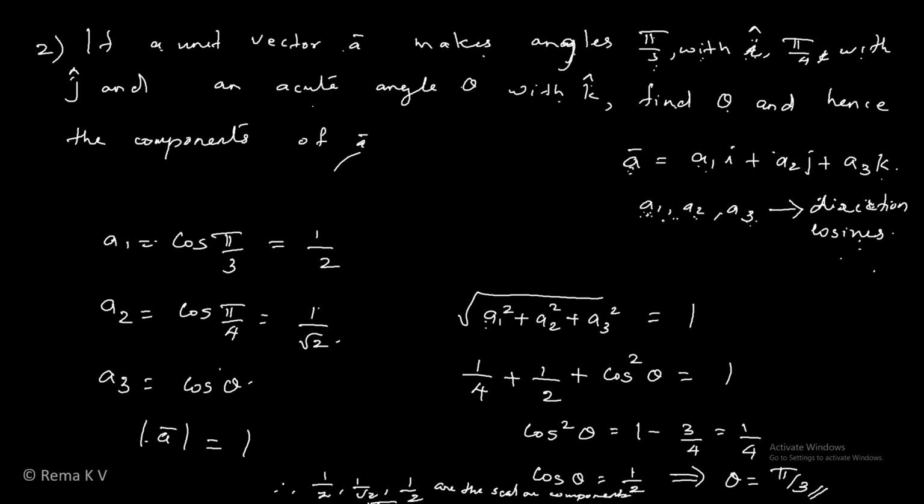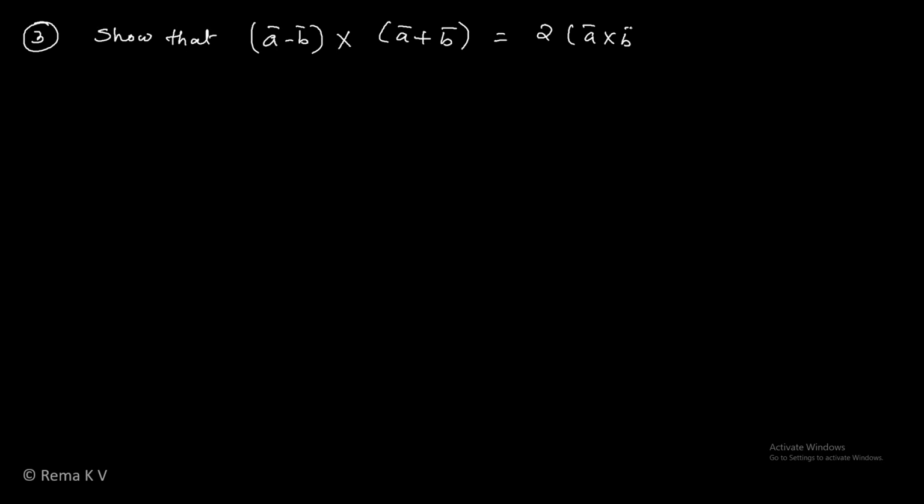Okay, let us move to the next one. Show that (A minus B) cross (A plus B) equals 2 into A cross B for any two vectors A and B.